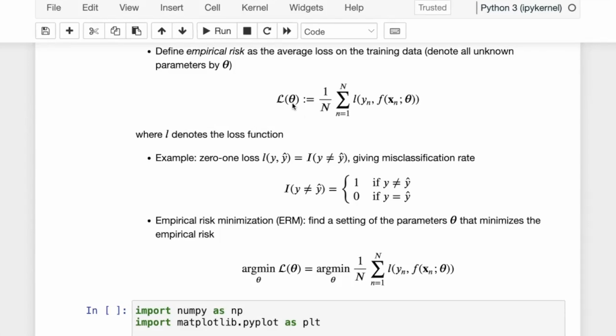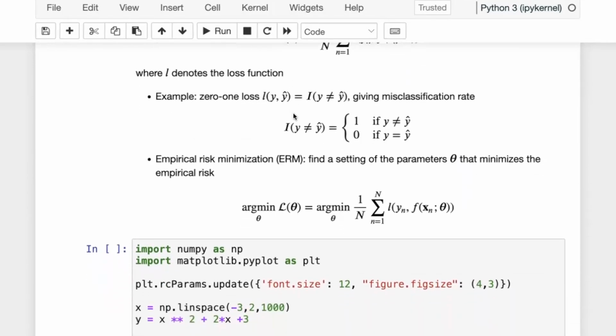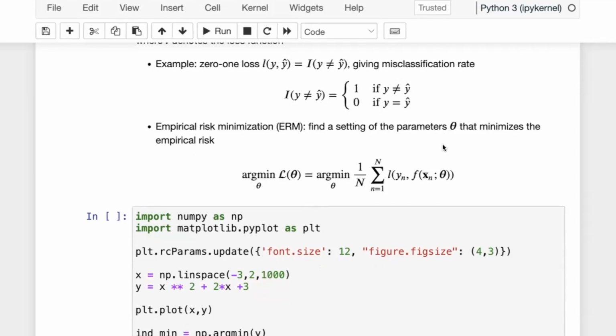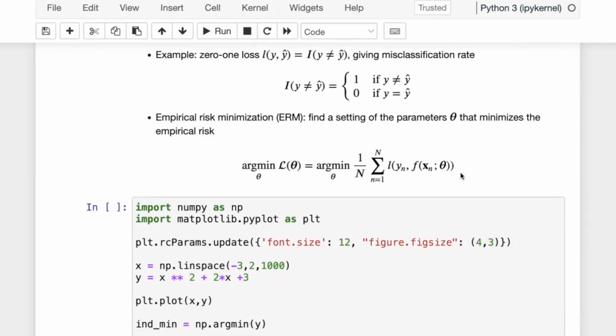And you do that by finding the best choice for this parameter theta. Therefore, putting everything back together, this is what is known as empirical risk minimization, or ERM, which means that you want to find parameters theta that minimize the empirical risk, right? So this is what we just talked about as the empirical risk. And now we want to find the argmin with respect to theta.